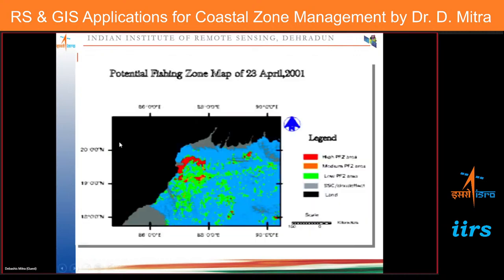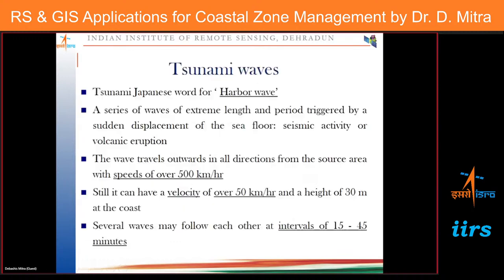And you can see, whenever putting one over the other in the GIS, you can see perfectly it matches the chlorophyll. High chlorophyll matches with the eddy. That means because of the eddy, the concentration of chlorophyll is high over here. So this region is a high PFZ zone. Then there is a medium PFZ zone, low PFZ zone. This type of zone is generated. So this is the potential fishing zone map on 23rd April. This type of map is generated.